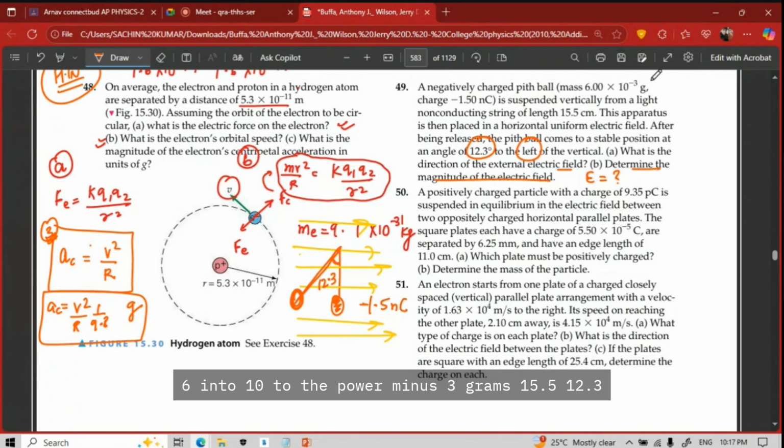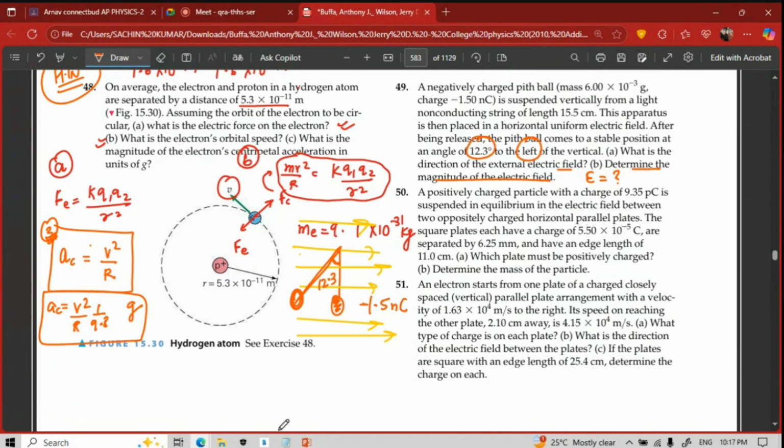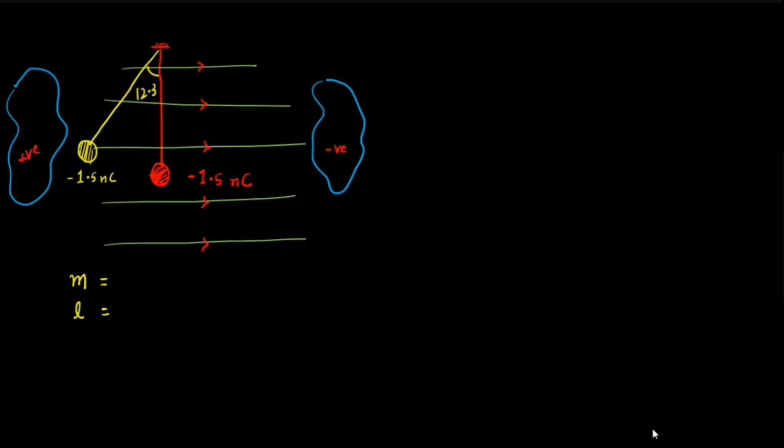6 into 10 to the power minus 3 grams. 15.5, 12.3. Okay, these are the given things. So the mass was supposed to be 6 into 10 to the power minus 3 grams. And is it grams or kg? Grams. And the length is 15.5 centimeters. And the angle is 12.3 degrees that we already found.